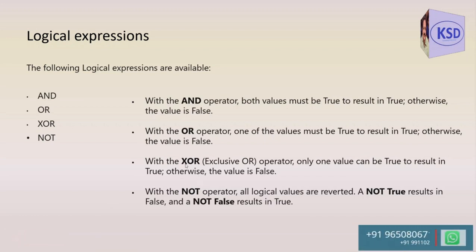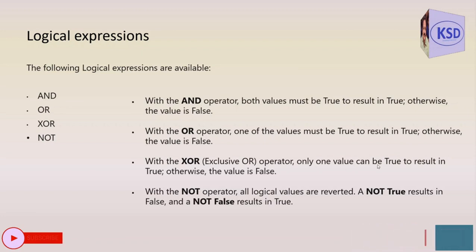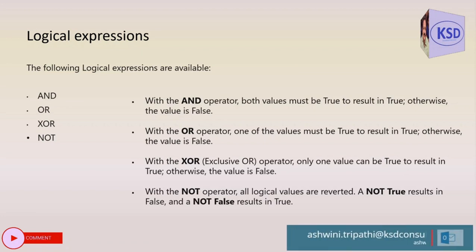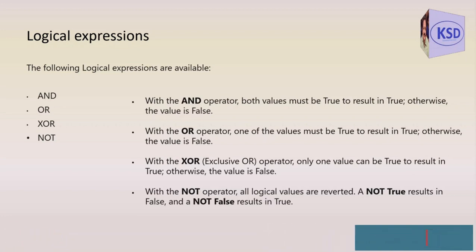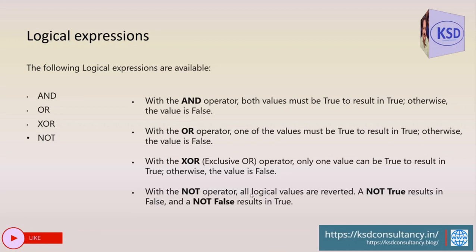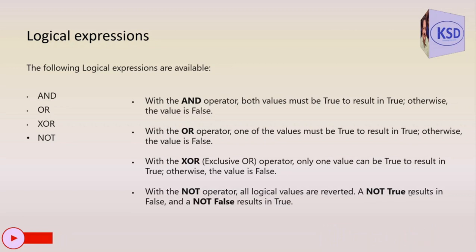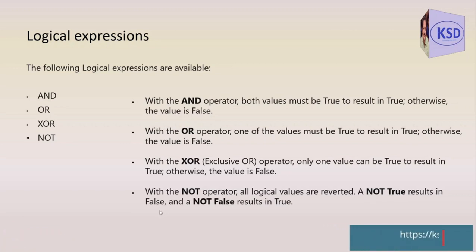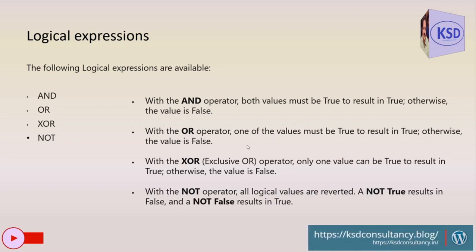Now XOR, which is basically exclusive OR. Only one value can be true to result in true. If both are true, then it will be false. If both are false, then also it is false. Meaning either A is true or B is true, but not both. So this is the only difference between OR and exclusive OR. And the NOT operator reverts all logical values. Like not true will give you false. Meaning if the value is true, it will revert it to false. So this is how it works.